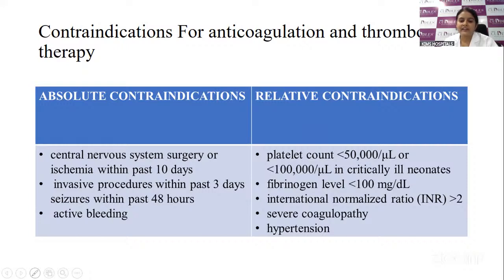For relative contraindications, the neonate has a platelet count less than 50,000 per cubic millimeter, or less than 1 lakh per cubic millimeter in critically ill neonates, or a fibrinogen level less than 100 milligrams per deciliter, or INR greater than 2, or the neonate has severe coagulopathy or hypertension.